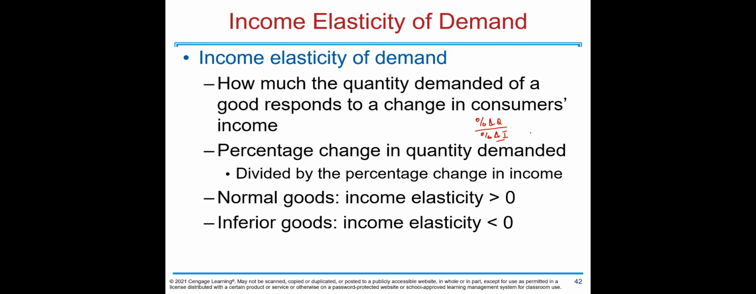For normal goods, income elasticity is greater than 0. Here the sign is important: for normal goods, we find a positive income elasticity. That means when your income increases, you consume more of the good. For inferior goods, the reverse is true, because when you have more income, you spend less on bus rides and ramen noodles. Instead, you spend more on restaurant meals. So a negative income elasticity represents an inferior good.